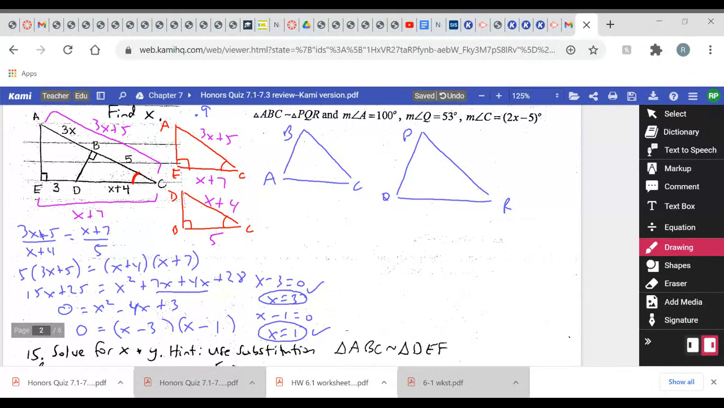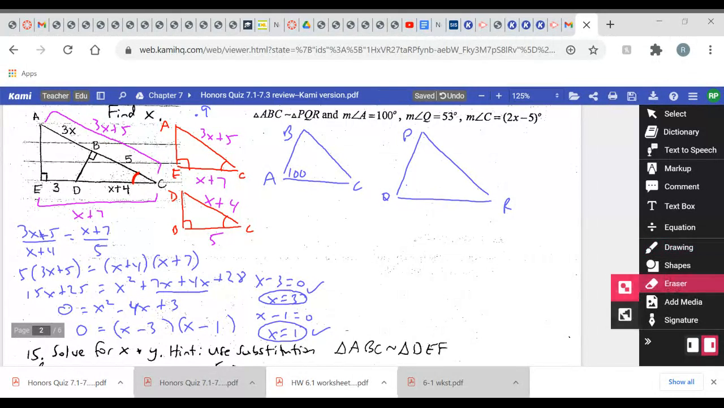Okay, then I want to go and plug in the things that I know. And remember, the similarity statement is telling me what angles are congruent to what, because corresponding angles are congruent when the triangles are similar. So it tells me angle A is 100. It tells me angle Q is 53.